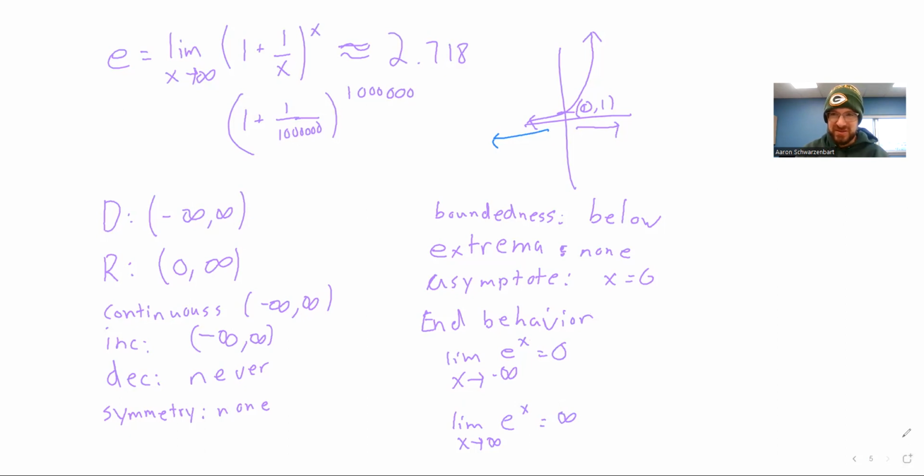So now we're going to do some transformations on e to the x instead of 2 to the x. Same idea, but f of x equals e to the x. Then we've got g of x equals e to the 2x, which means I'm doing a horizontal shrink. So I'm going to start by graphing e to the x.